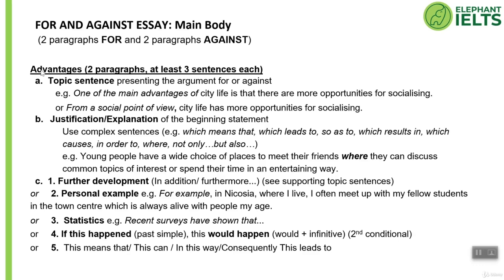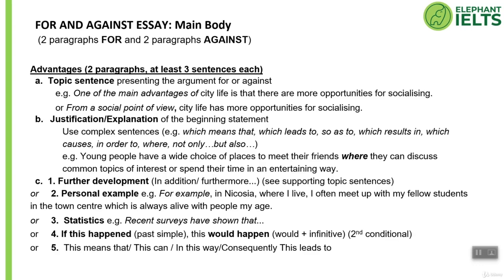Now, it's very important for your paragraphs to follow a proper structure. I like to follow this 3-sentence structure to be able to develop my paragraph, so it is coherent, so that it flows smoothly from one sentence to the other. So of course we begin with a topic sentence which presents the argument. In other words, what's your first advantage?